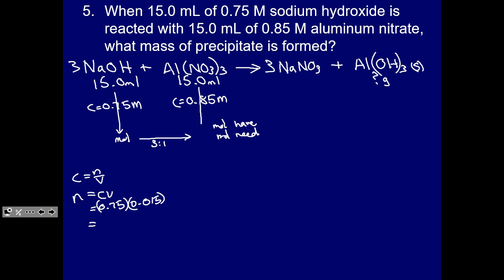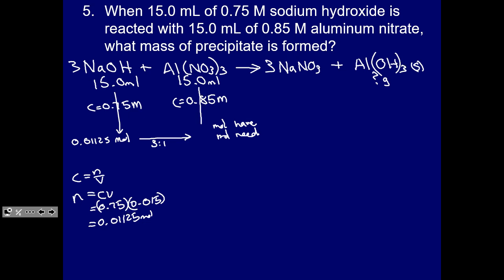Who wants to share? Who's got it? What do you got there? You got an N yet? 0.01125. 0.01125 moles. Lots of digits there, but that's okay. We can keep them. 0.01125. What am I going to do to bring that down to the 3-to-1 ratio? Divide by 3, right?